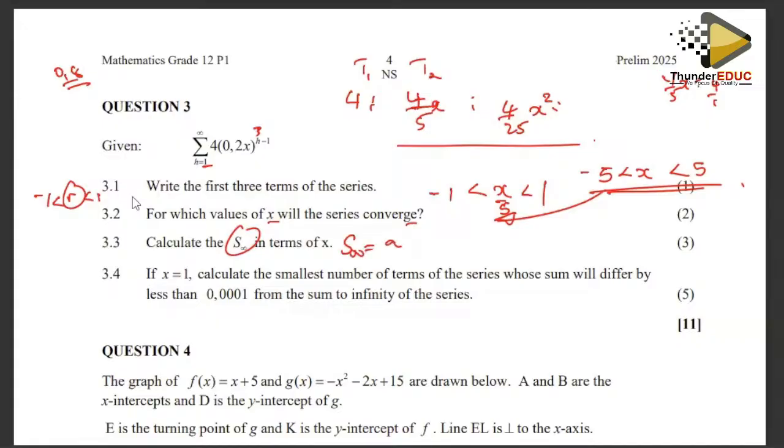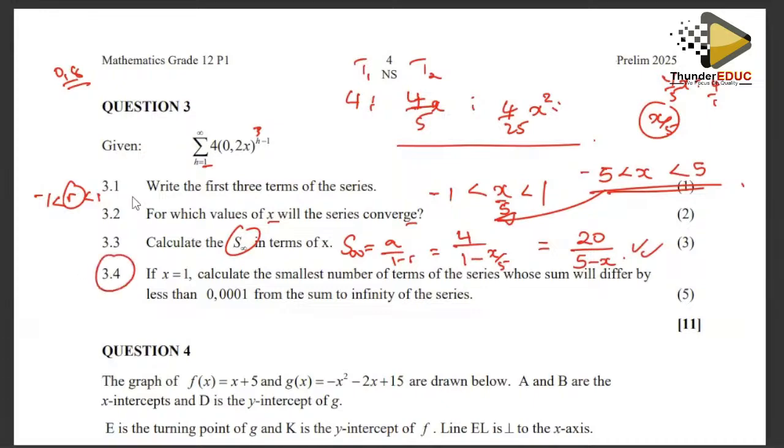Then they want us to get the sum to infinity just in terms of x. So the formula for sum to infinity is just given as that. So our a is 4 over 1 minus, we said our r is x over 5. So that is, okay, when we try to simplify that, it's just going to be 20 over 5 minus x. So this should be our final answer.